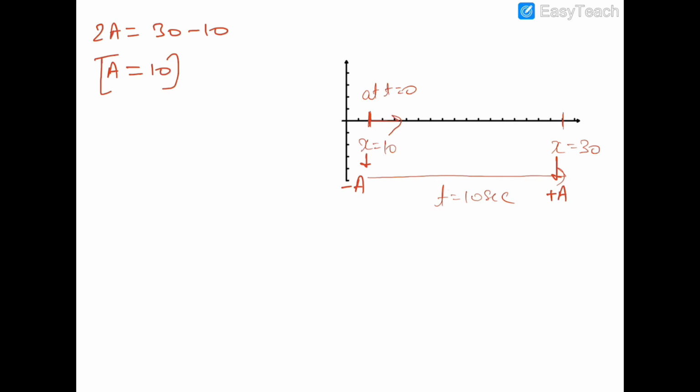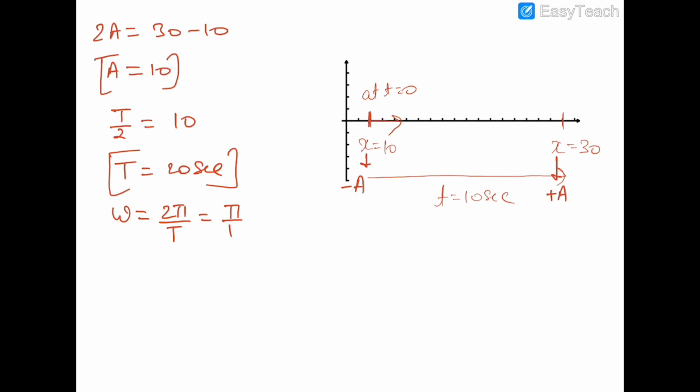Now the time taken by the particle to move from minus a to plus a is equal to 10 seconds. So this time is t by 2, and this t by 2 is equal to 10. So t is equal to 20 seconds, which is the time period of SHM. Because we know that the time taken by the particle to move from minus a to plus a is t by 2, and then the time taken by the particle to move back from plus a to minus a is again t by 2. So the total time is t. So t is 20 seconds, and therefore omega is equal to 2 pi by t, so that is pi by 10.